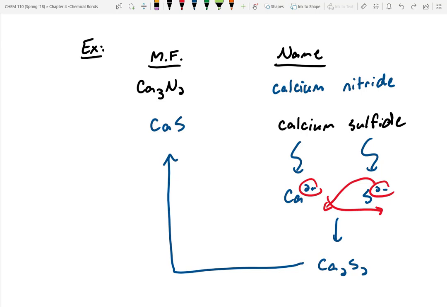Oh, in the name or the formula? Because they're canceling out, you don't need to show any net charge. You only show a charge if there's an overall negative or an overall positive. If they cancel out, you don't need to show anything. Good question.